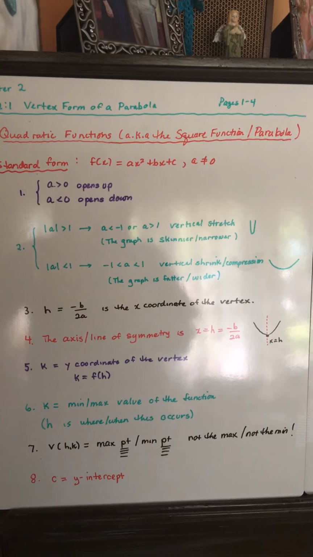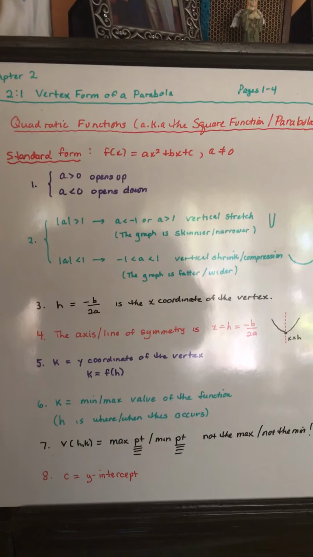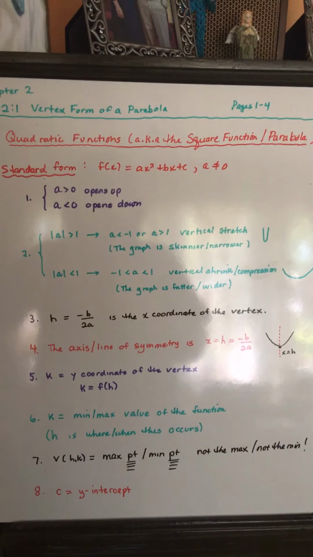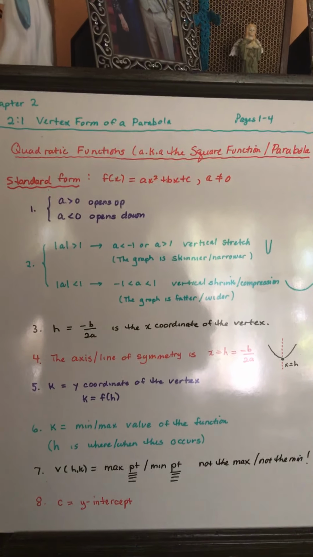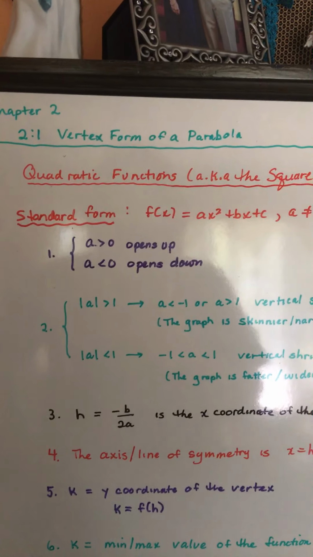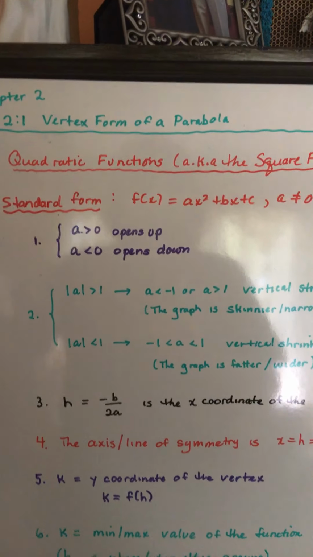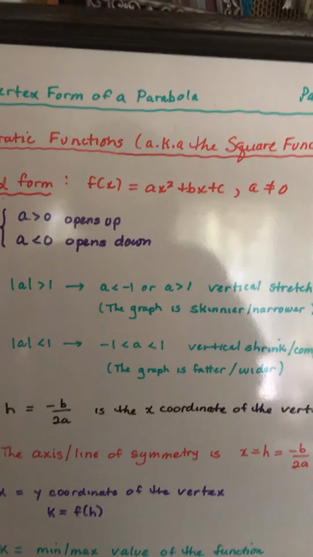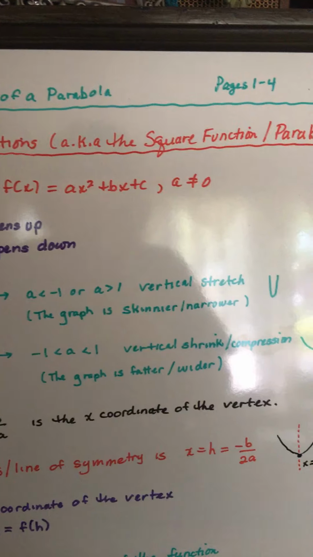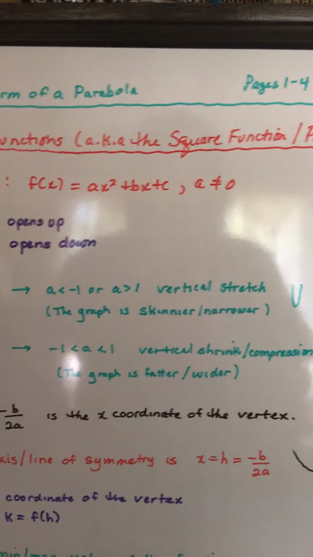Quadratic functions are also known as the square function and the parabola. Standard form of a quadratic function is f of x or y equals ax squared plus bx plus c, where a is not 0. The leading coefficient a tells us 2 things. It lets us know if we open up when it's positive or down when it's negative. Also, if the absolute value of a is greater than 1, that is, a is less than -1 or greater than 1, we have a vertical stretch. The graph is skinnier or narrower.